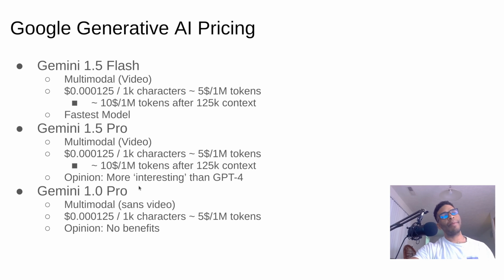Gemini 1.0 Pro, there's really no benefits to using this. It's inferior. I'd say it's on the level of GPT-3.5, and it's worse because it doesn't follow instructions as well. So it's also kind of creative, I guess, but it's not as high performing, so it's not worth using in my opinion, and it costs the same. So really no benefits here. So that's the comparison of those two models, of those two services.